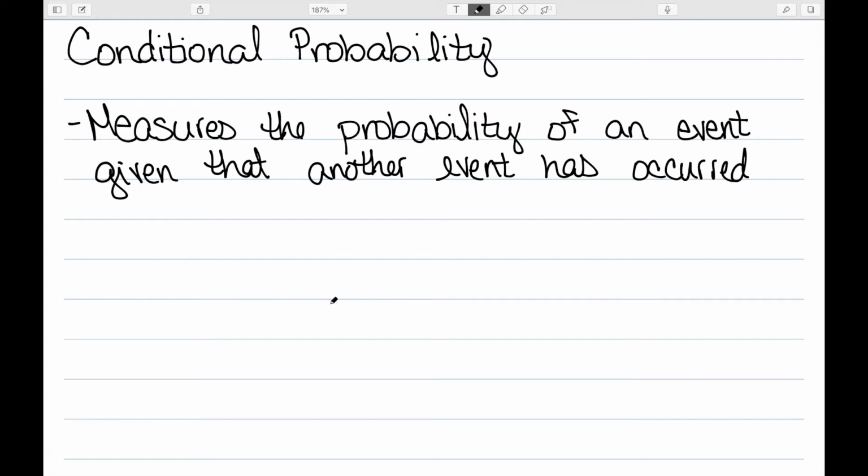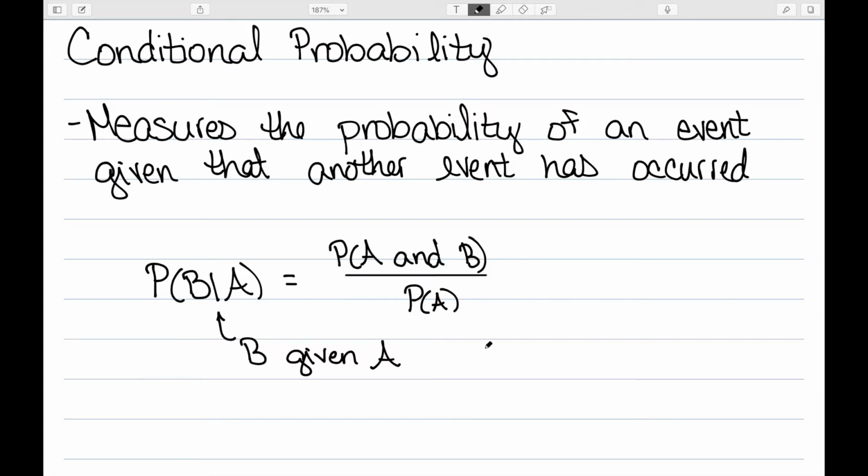However, if we know or assume that a person has a cold, then they're much more likely to be coughing. The conditional probability of coughing given that you have a cold would probably be much higher. Conditional probability is denoted by this. This is the conditional probability of B given A. So this bar is read as given. A is the thing that we know happened, and B is the probability that we're trying to find. And this is given by the probability of A and B divided by the probability of A, provided that the probability of A is not 0.